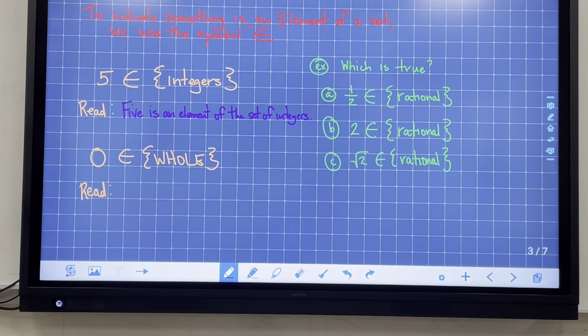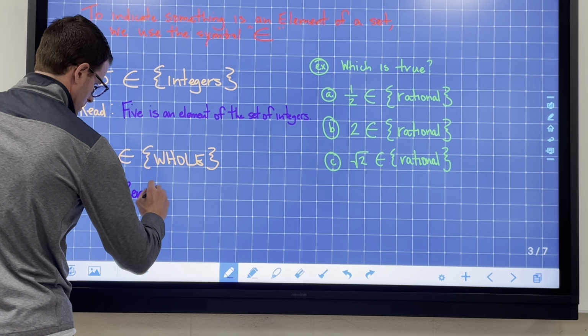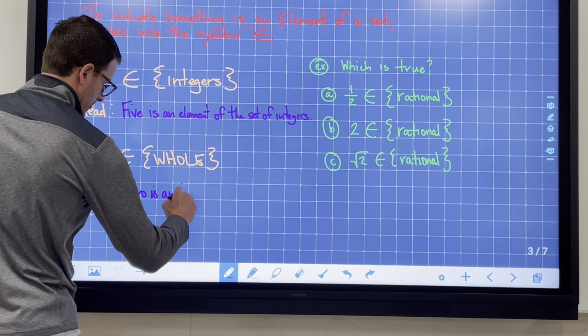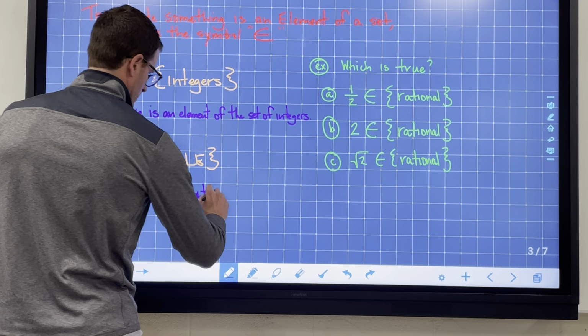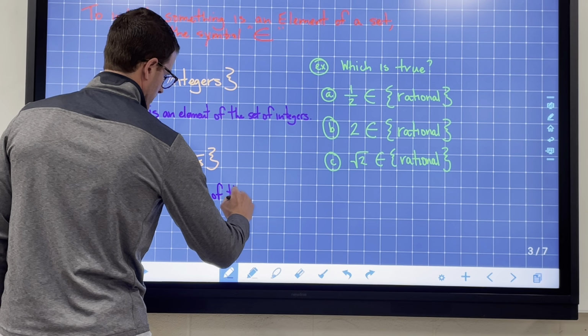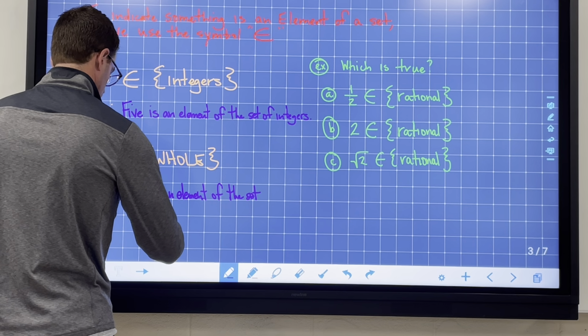Okay, so the second one, if you need to, pause it, see if you could come up with what this would be read as. This would be 0 is an element of the set of whole numbers.